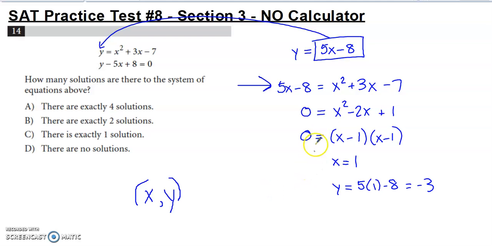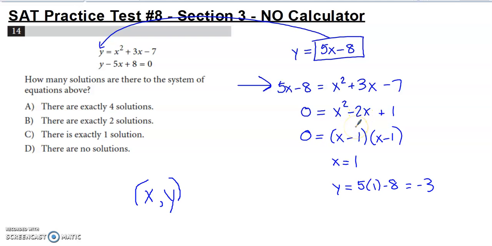And so with that in mind, I'm going to get this equation to be set equal to 0. So I'm going to add 8 to both sides. If I add 8 to negative 7, that leaves me with positive 1. I'm going to subtract 5x from both sides. Positive 3x minus 5x leaves me with minus 2x.